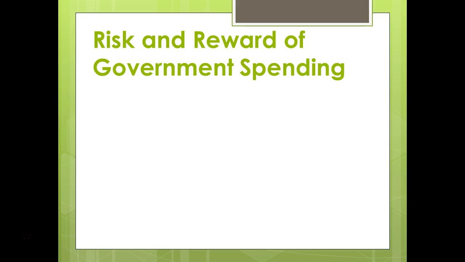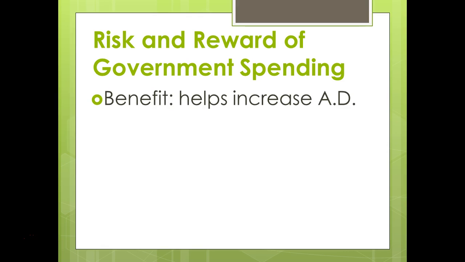So what are the risks and rewards of this kind of deficit and debt so that we can do this government spending? Well, one benefit is that it helps increase aggregate demand. If government is borrowing and spending money, then it increases aggregate demand, which you'll recall the formula is C I G NX: household consumption, business investment, government spending, and net exports. And that government spending is helping to increase the total aggregate demand.